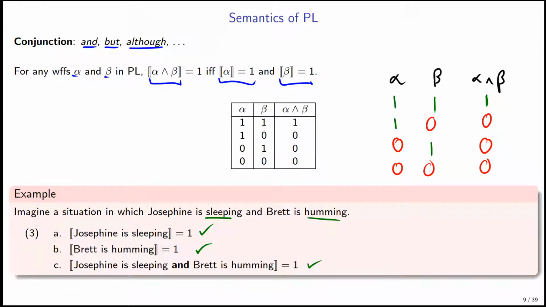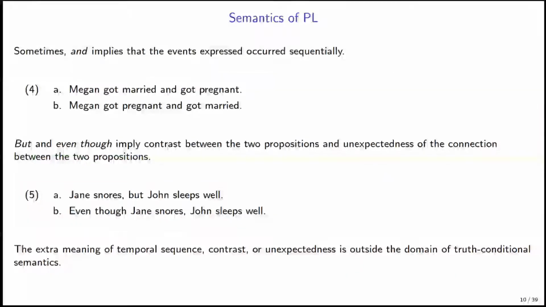So a little bit of comments about words like "but" and "although." Sometimes when you have a word like "and," there's this notion of time. So sequential events. And I give two examples here because these really evoke this. Megan got married and got pregnant. There's sort of this implication here that marriage happened first, and then second she was pregnant. So Megan got married and then got pregnant. That's sort of the implication.